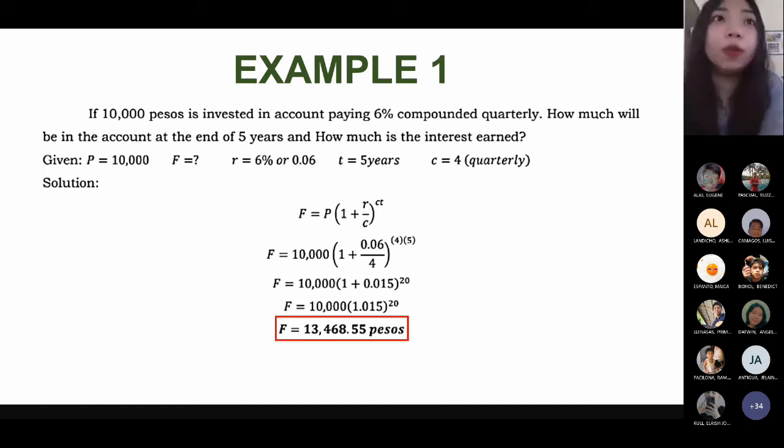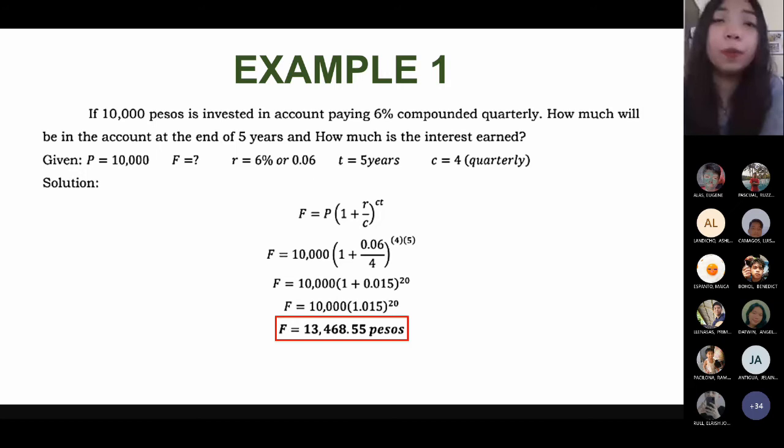Pero hindi pa yun yung nag-iisang hinahanap, meron pang isa, how much is the interest earned? So ilalagay lang din natin dito yung I na question mark para to indicate na hinahanap din yung ating interest.